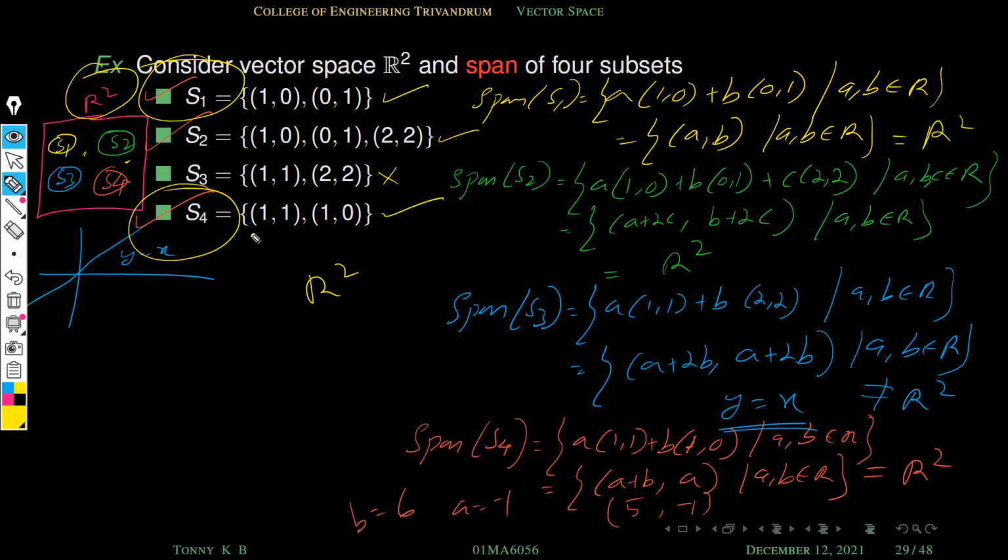Then how to ensure this minimality? Suppose there exists another set containing only one element which spans R2. Then that is the best one out of these three. Correct. So how to ensure this minimality of a spanning set? That is ensured by the concept of linear independence.